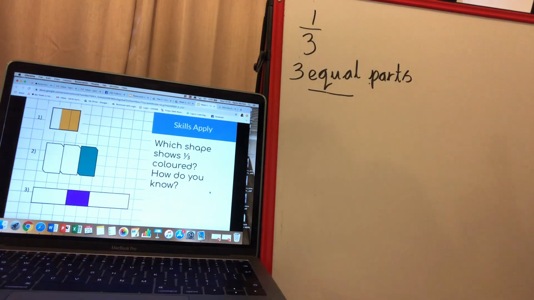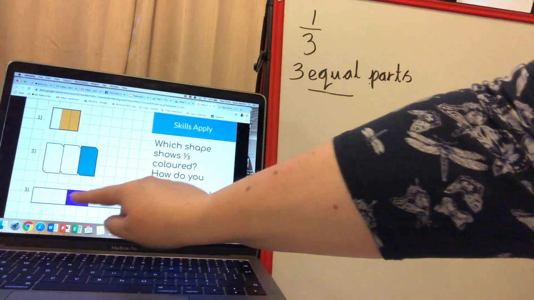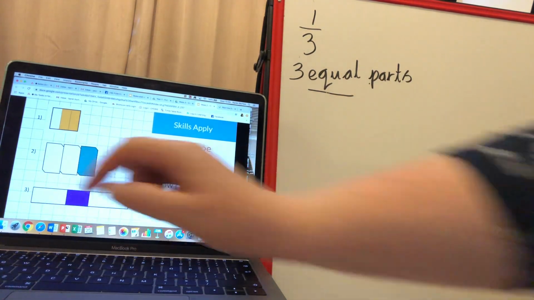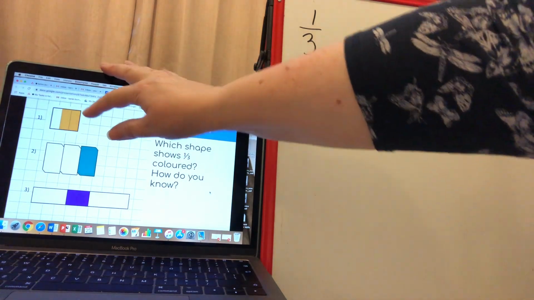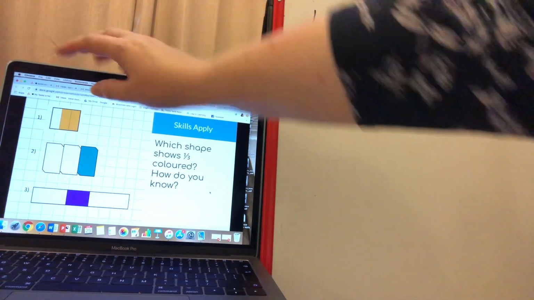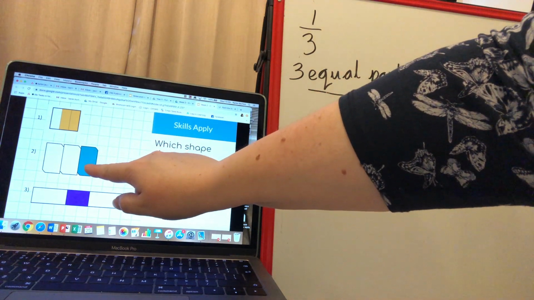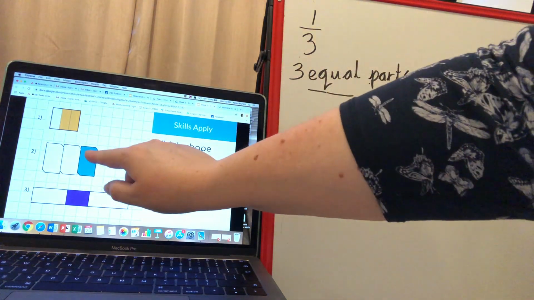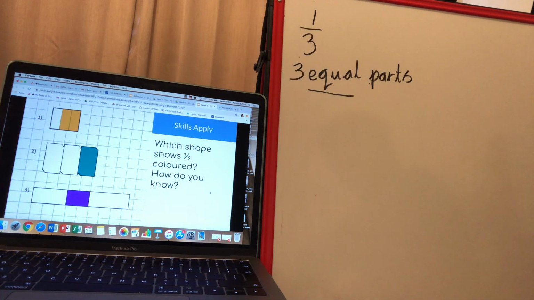Okay, which shape does show 1/3 coloured? Well, if I look at them, they've all got 3 parts. But number 3, the 3 parts aren't equal, so that can't be 1/3 coloured. Look at number 1 and number 2. Number 1 has got 2 parts coloured, that's 2/3. Number 2 has got 1 part coloured out of the 3. So number 2 is the right one. That's got 1/3 coloured.